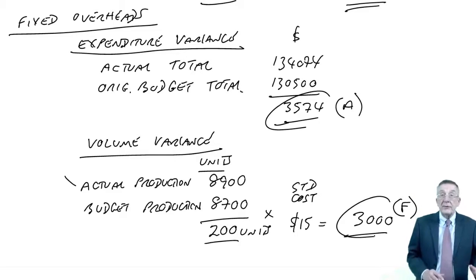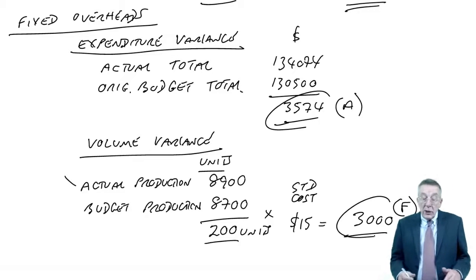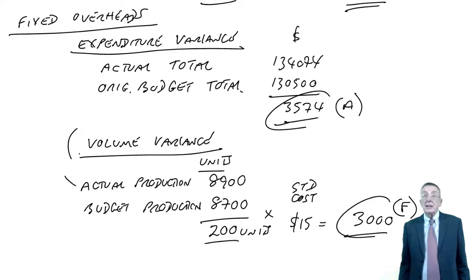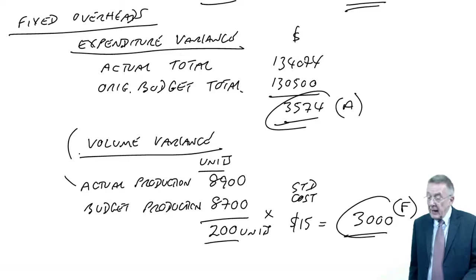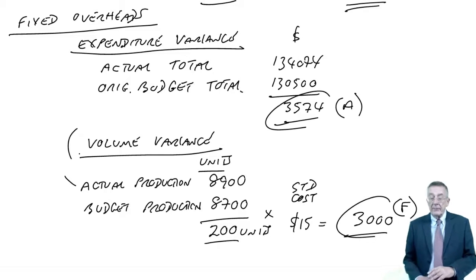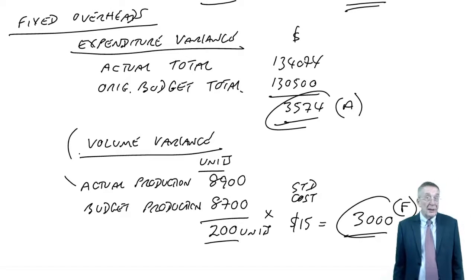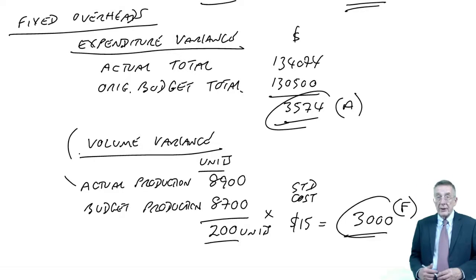Also, those of you who've done paper F2 will know at F2 you could be asked to further analyse that volume variance into something called capacity and efficiency. For paper F5, that just is out of the question. It wouldn't happen at F5. I doubt they'd ask fixed overheads at all. If they did, the most they'd want is expenditure and volume. So I'm not going to do any more on that.